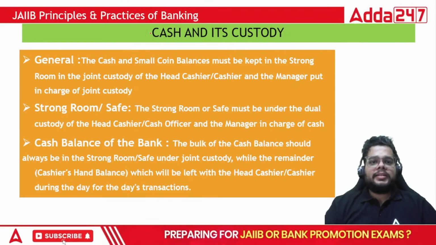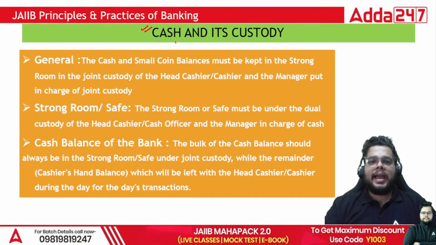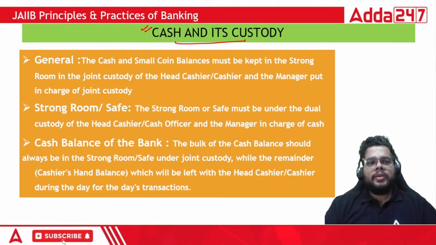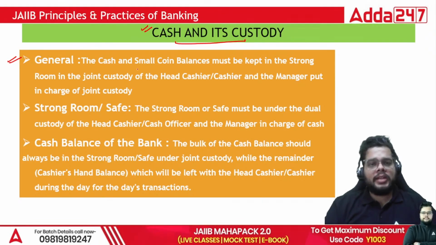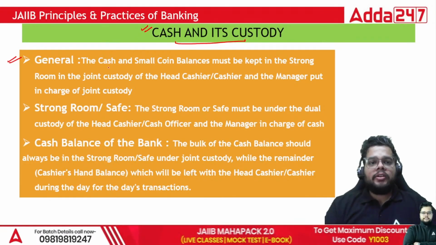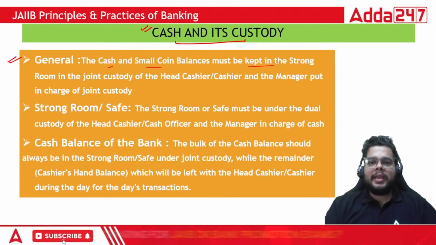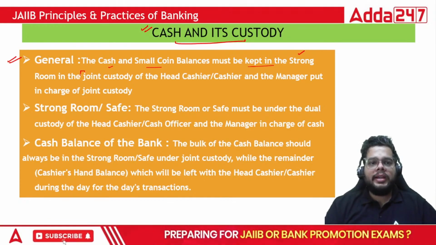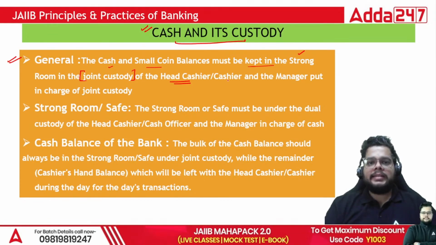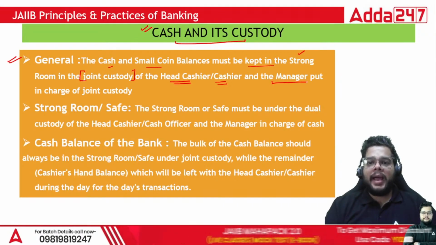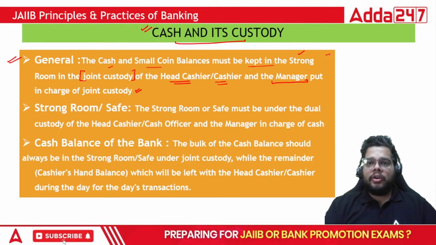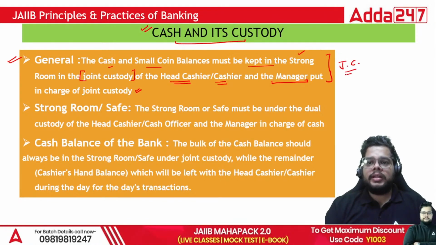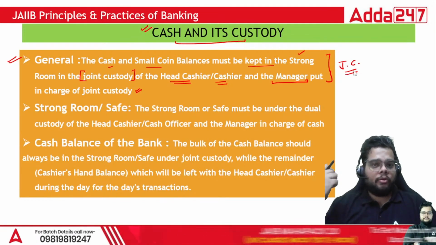So first things first, what do we mean by the cash and its custody? What we have to learn basically for our examination. So in general, the idea for this particular topic starts from the cash, which includes the small coin as well. The cash and small coin balances must be kept in the strong room, in the joint custody of the head cashier or the cashier and the manager put in charge of the joint custody. So always remember, the joint custody is how the cash is being managed within a particular branch.